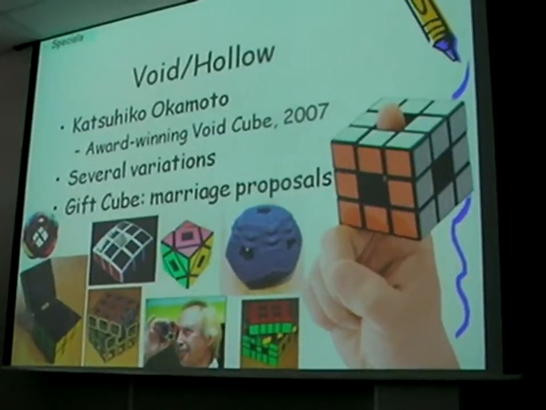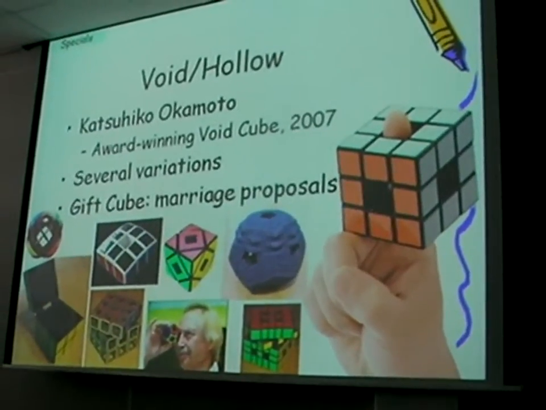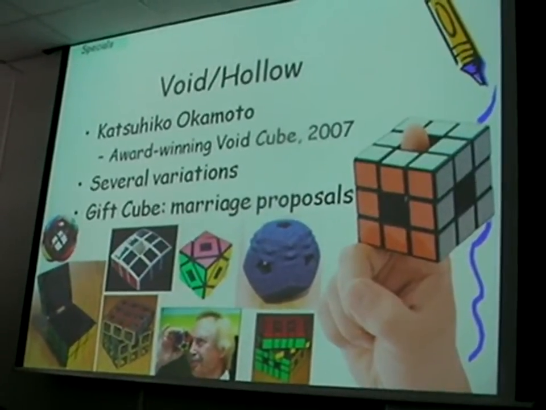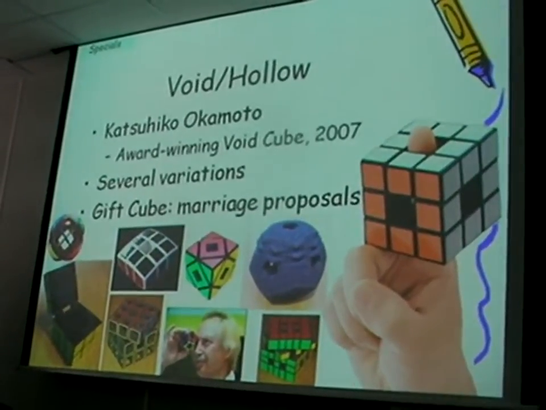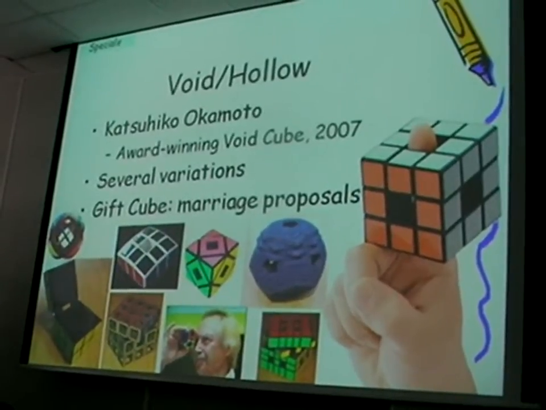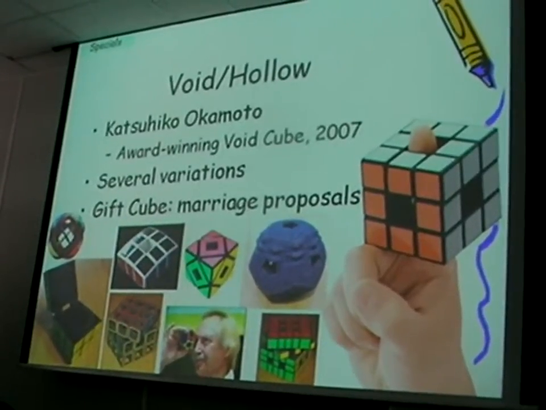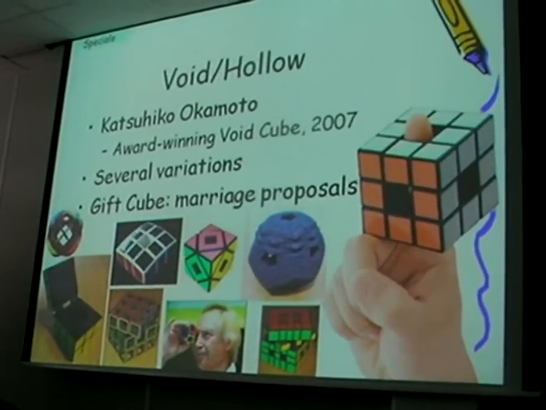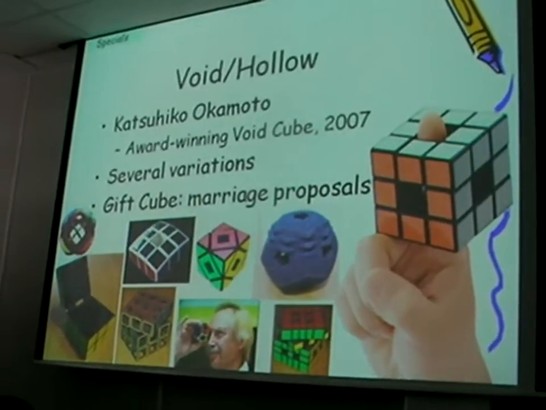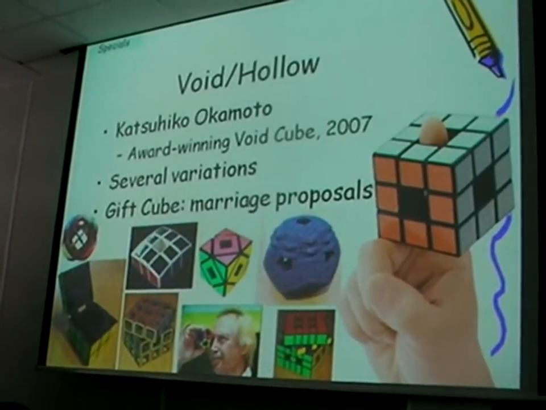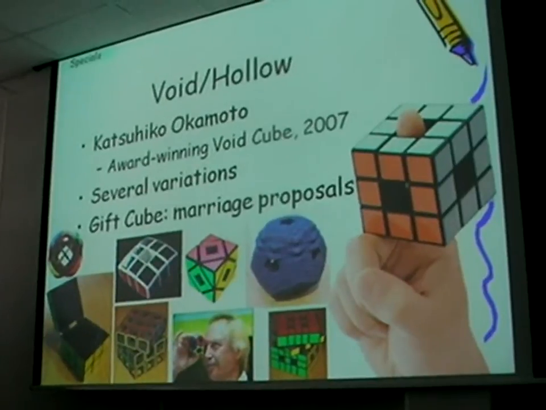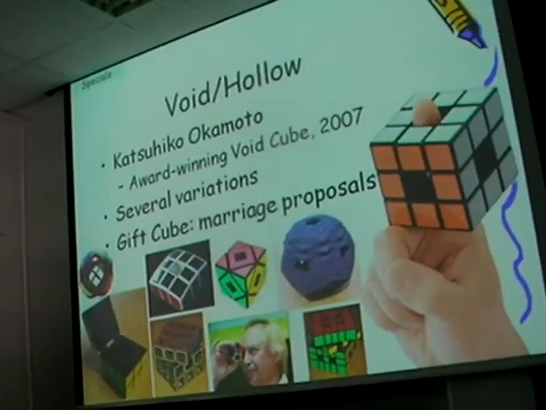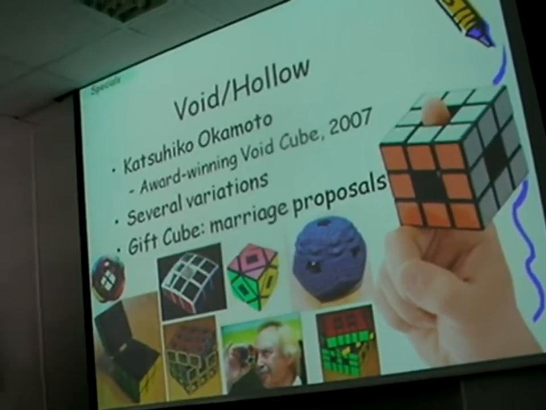Another direction that people have been looking at is hollowing puzzles. This all started with Mr. Okamoto from Japan, who built the Void Cube. In 2007, the Void Cube won the highest award from the International Puzzle Party design competition. It was awarded the Puzzle of the Year, which means that all the IPP participants thought that this was the best puzzle of the whole set, and also the jury thought that it was the best puzzle of the whole set. And that was very unanimous.